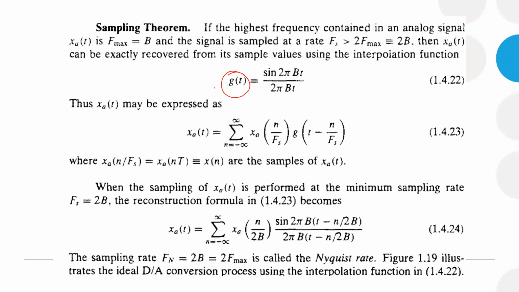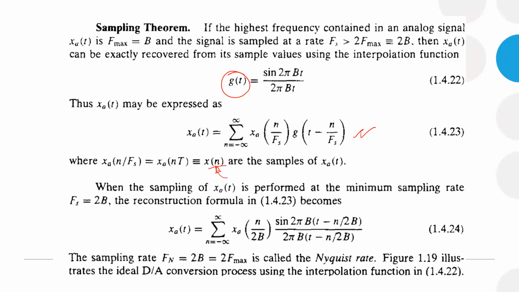The interpolation function g(t) is equal to 2 sin(2πBt) divided by 2πBt. Here B is the maximum frequency of the analog signal. Thus xa(t) may be expressed as xa(t) equal to the summation of n from minus infinity to infinity of xa(n/Fs) g(t minus n/Fs), where xa(n/Fs) is equivalent to x(n). So this is our discrete time signal.